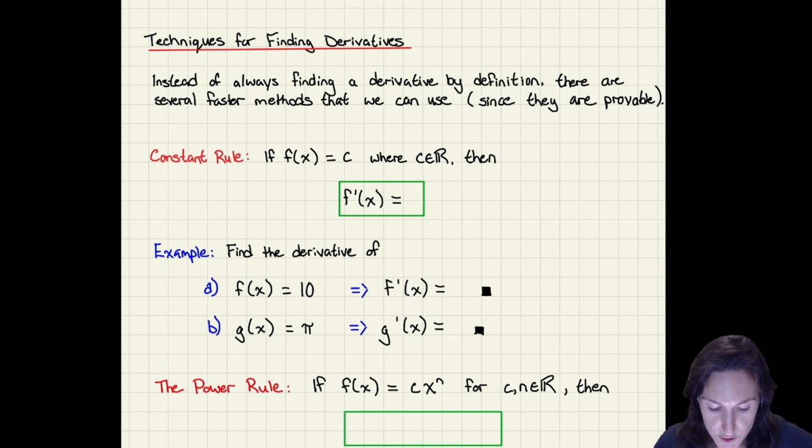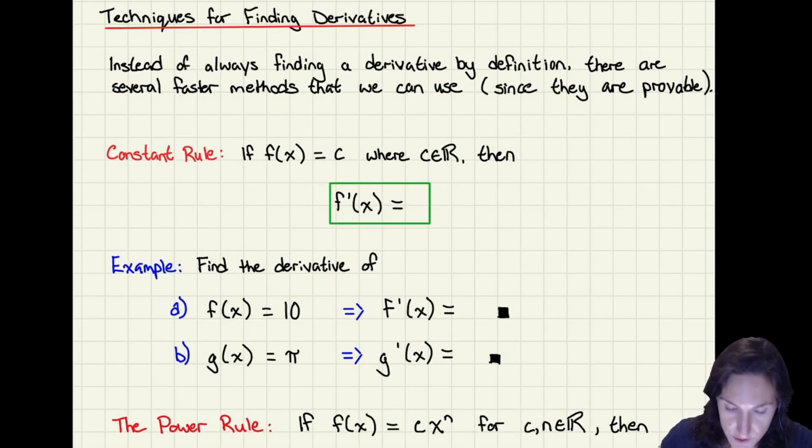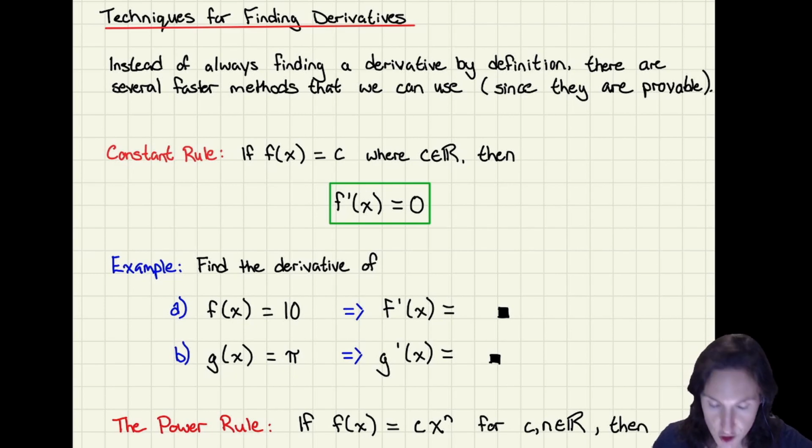So the first one we're going to start with is the constant rule. Let's say that we have a function that's constant, so maybe it's equal to pi or 2, basically some number. There's no variables. If that's the case, then our derivative is going to be equal to 0. There's no rate of change.